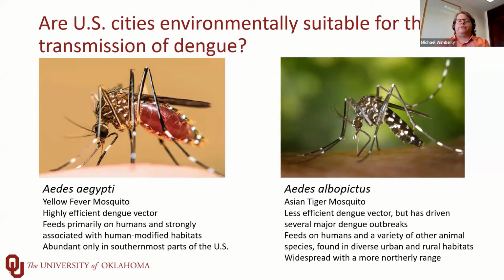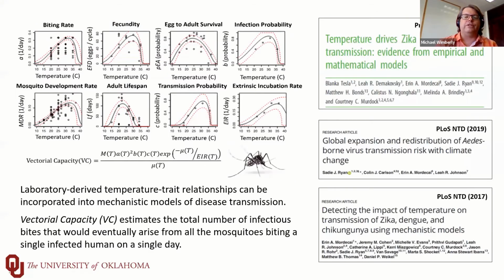Another potential vector is the Asian tiger mosquito, Aedes albopictus. It's less efficient, but it's driven some major outbreaks, particularly in southern Europe. It's different from aegypti in that it feeds on humans and a variety of other animal species. And it's found in a much more diverse array of urban and rural habitats. It's much, much more abundant and widespread throughout the US than Aedes aegypti, so it's something of a concern.